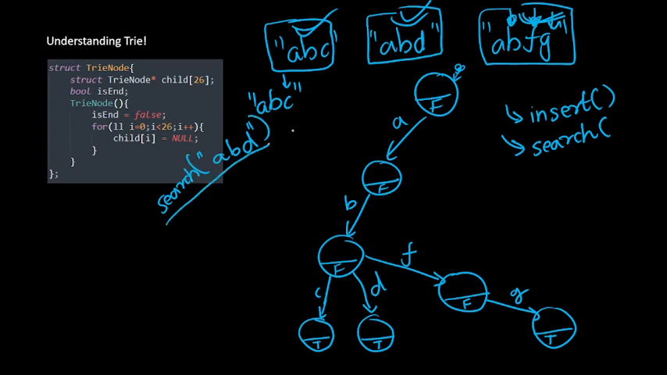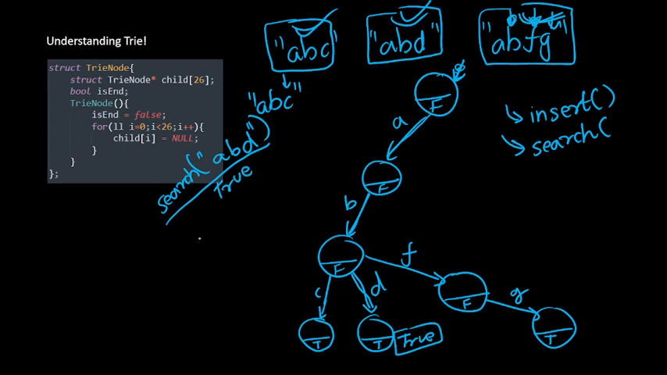Okay, so let's check this. Again, the same logic. You come to the root, you check: do we have an A? Yes, we have. Do you have a B? Yes, you have. Continue. It should be continuous. Does this A have a branch leading to B? Yes, it has. Does this B have a branch leading to D? Yes, it has. And now, is that D the end? Yes, it is. Then it is true. Then you will return true.